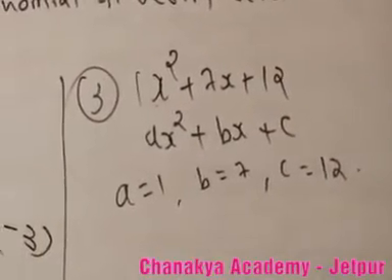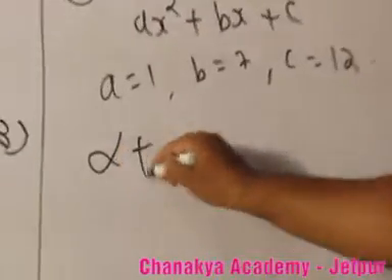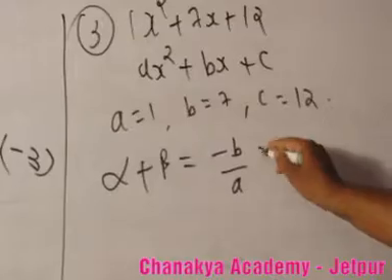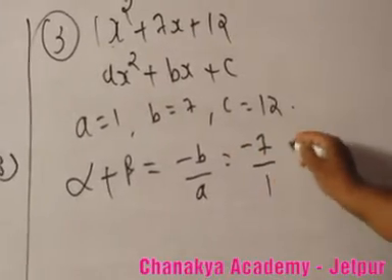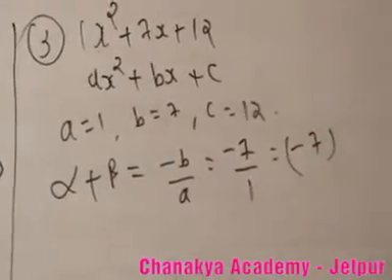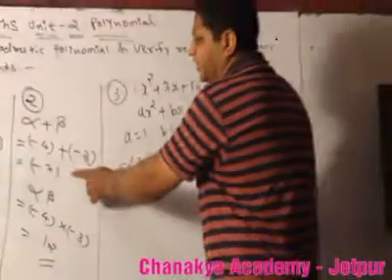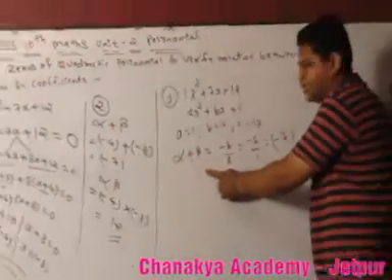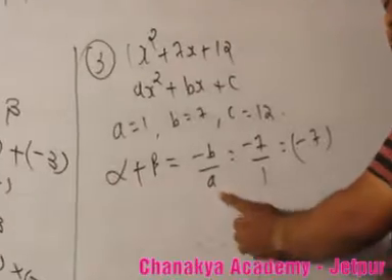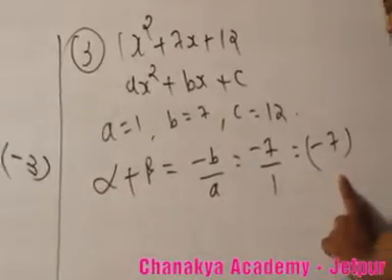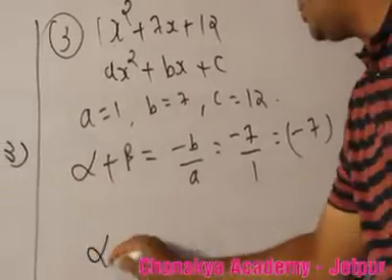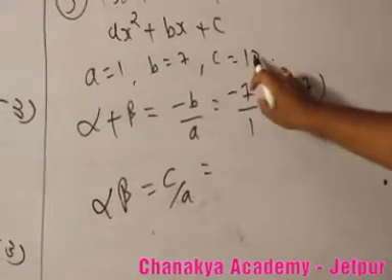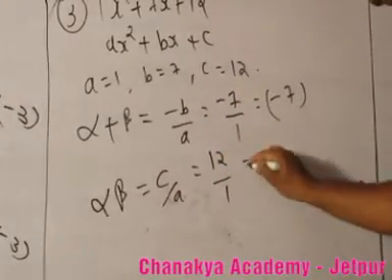Now using the formula we are finding alpha plus beta. Alpha plus beta equal to minus b by a equal to minus 7 by 1 equal to minus 7. We have to see, students, we have obtained alpha plus beta manually, which is minus 7. Here also, using the formula minus b by a, we have obtained minus 7. Now again alpha beta equal to c by a. The value of c equal to 12, 12 by 1 equal to 12.